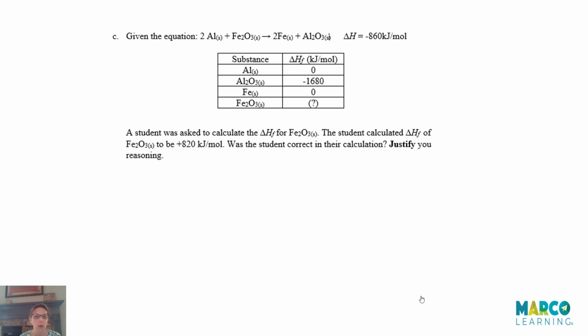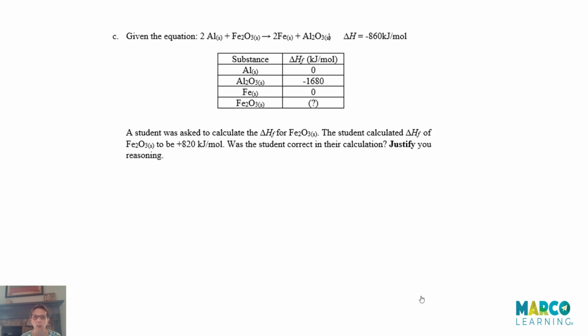We're asked, it's another thermochemistry question. We have 2 aluminums and some iron oxide making iron and aluminum oxide. And we are given heats of formation values this time instead. And we are asked to calculate the heat of formation. We're told a student calculated the heat of formation to be 820. And we are supposed to find out if the student was right or wrong. So that means we're going to have to go ahead and figure that out ourselves. So notice that this time we're given delta H for the reaction. And we're asked to find the heat of formation.